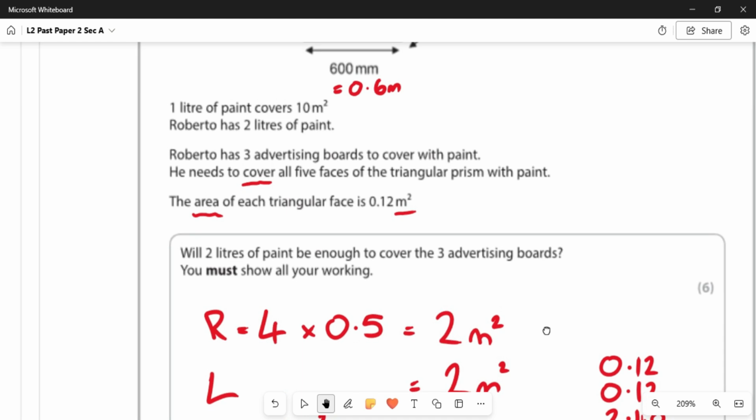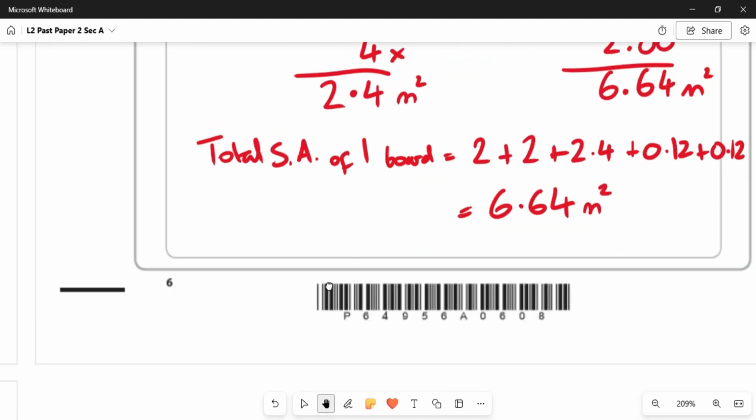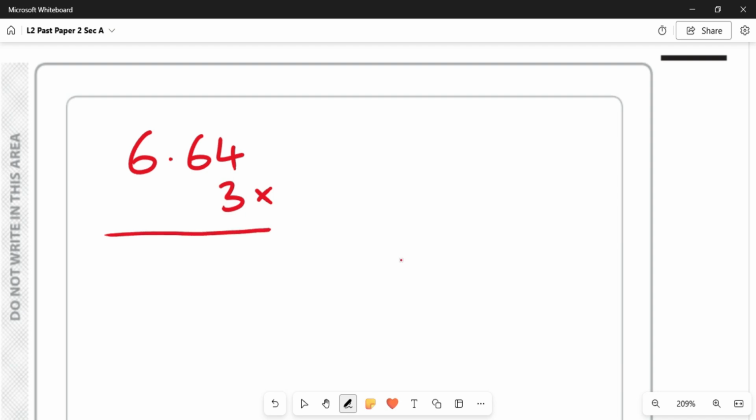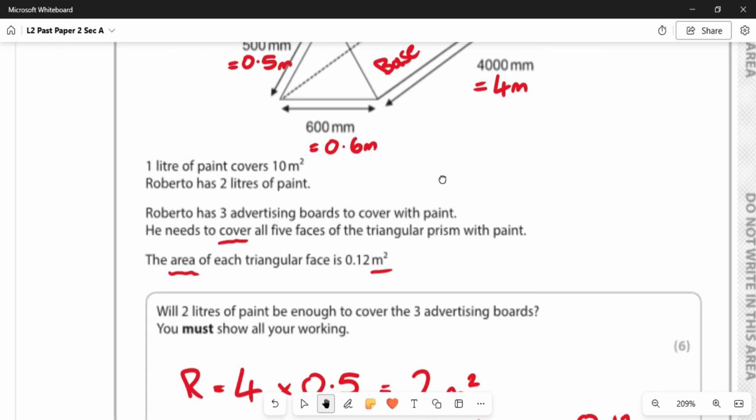He's going to cover 3 of these boards. Let's times that by 3. Let me do that on the next page. 6.64 times by 3. 4 3s are 12, carry the 1. 6 3s are 18, plus the 1 is 19, carry the 1. 6 3s are 18, plus the 1 is 19 meters squared. So there's my 3 boards.